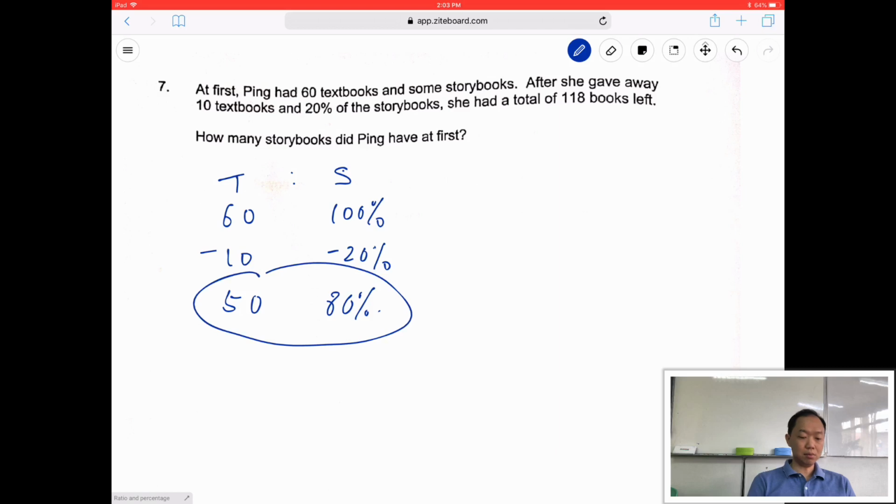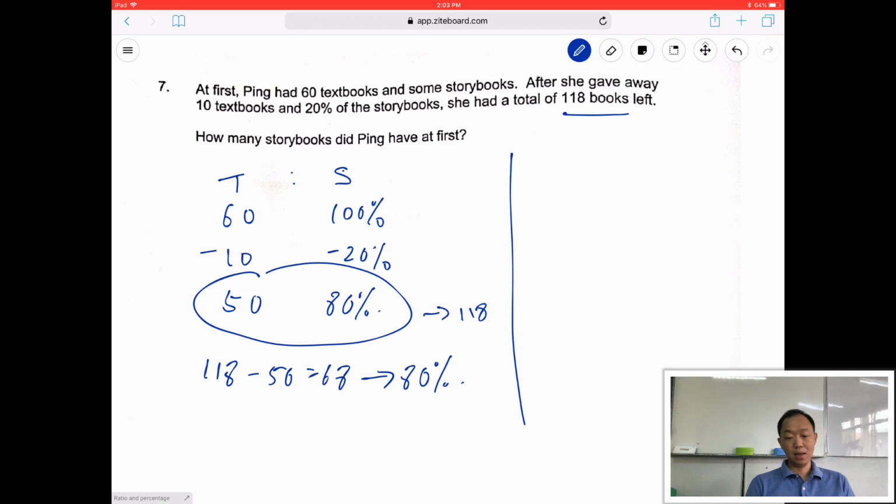Now the total should be 118. Okay, it should be 118, but what's left should be 118. Now if I know there's 50 textbook, how many storybooks are there? 118 minus 50 equals to 68. 68 represents 80%. How many storybooks do Ping have at first? Percentage question, so 100 over 80 times 68. Real-time calculation. 100 divided by 80 times 68, 85. Boom!